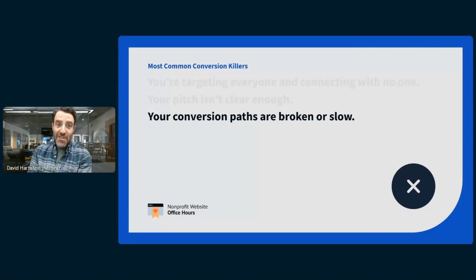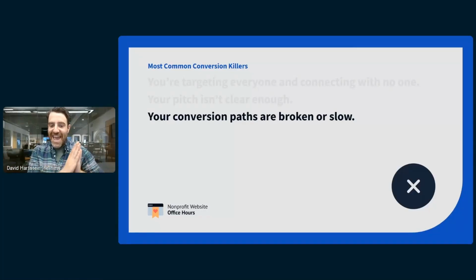All right. Another common reason for low conversion rates is your conversion paths are broken or slow. So by a conversion path, we just mean a visitor's journey to convert on your website. So it starts when they land on your website and ends when they take that meaningful action or convert. So whenever you hear conversion path, that's what we're talking about.